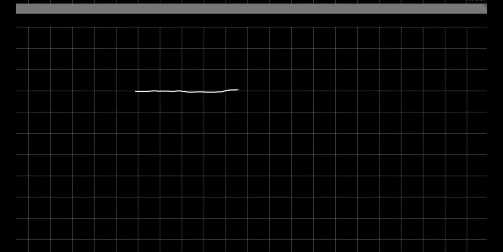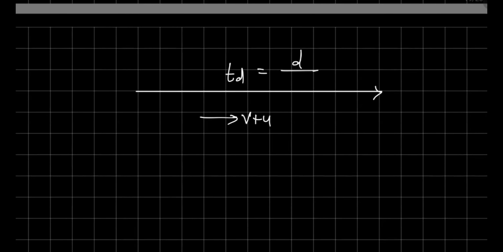Let's say when it's going down, so I can say this is my time in downstream. So what is the distance that it is going to cover? d. And what is the velocity? The velocity is going to be v plus u. In the downstream we know the velocity is going to be v plus u, so we'll write the time in downstream as d over v plus u, and then when it is coming back to the same point.